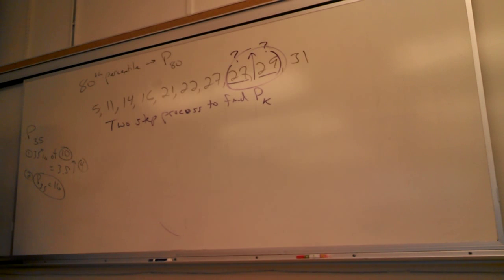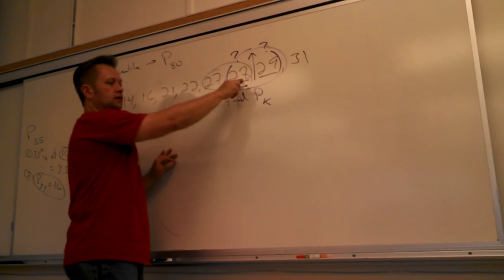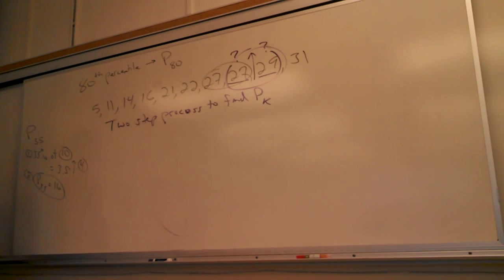Yes? If it happened to be like in between 27 and 27... Oh, then it'd be 27. Yeah, you truly average them. So yeah, if I did the 70th percentile, you'd average these two, 27. I like it.